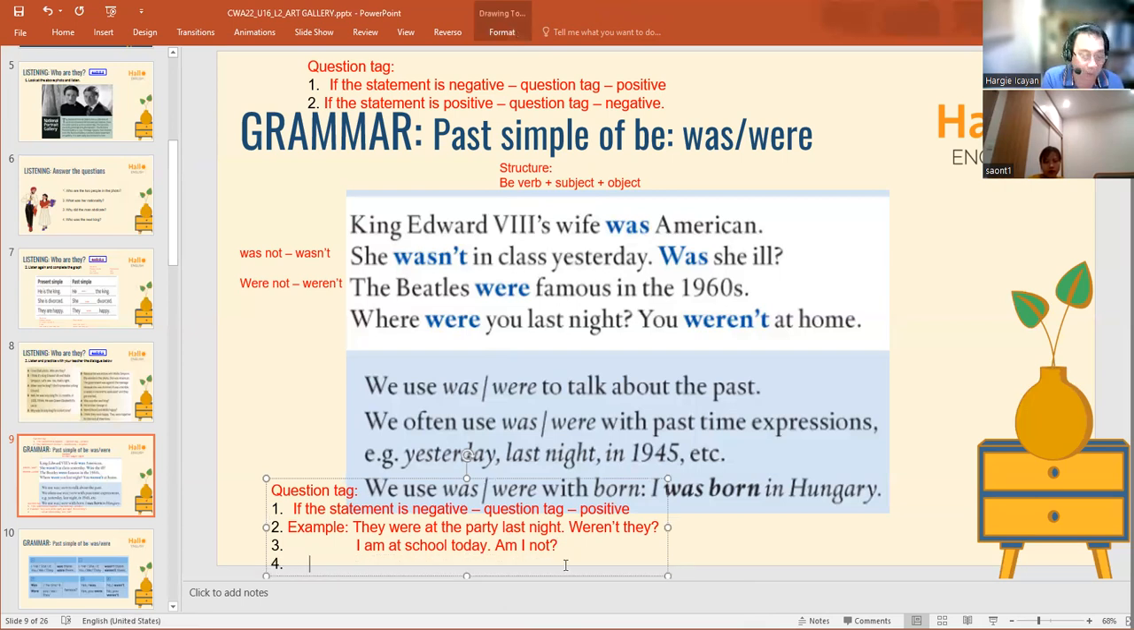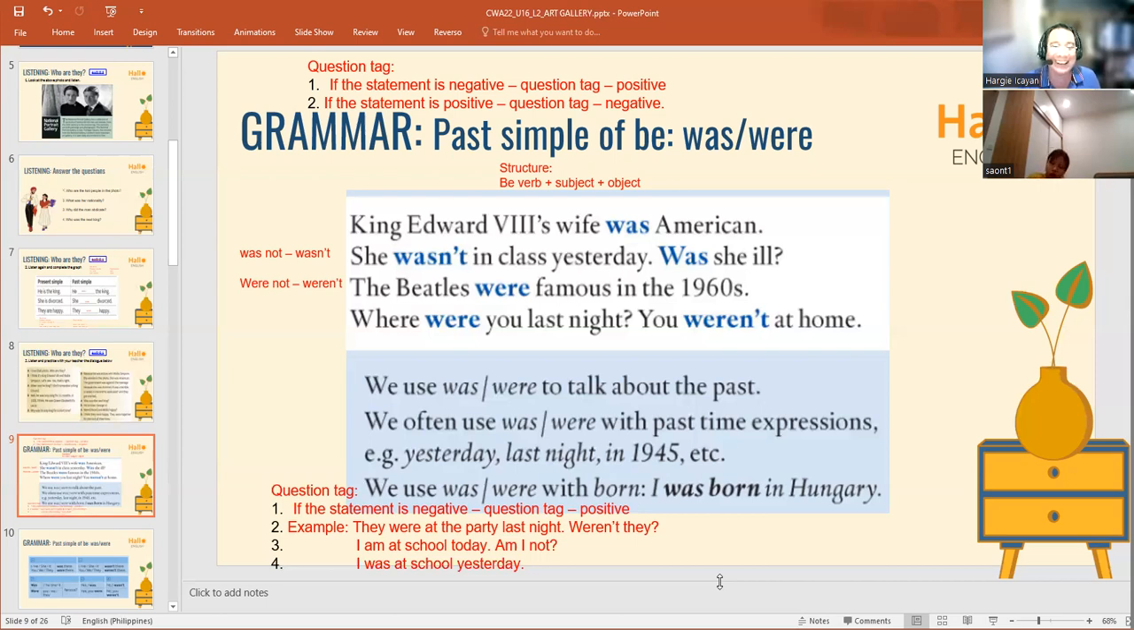Okay, now we are going to use this one. Like for example, I was at school yesterday. So what question tag are we going to use? I was at school yesterday. Were you not? Okay, what's the be verb?